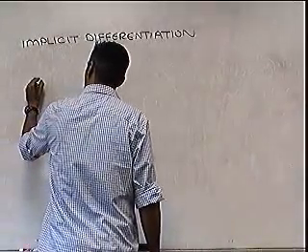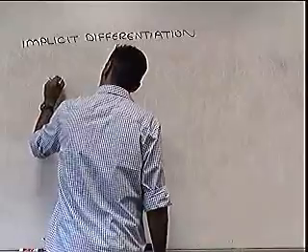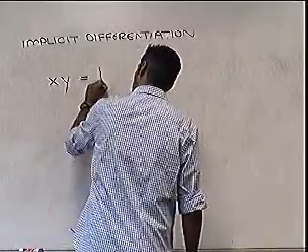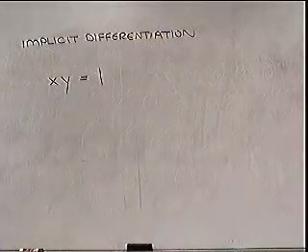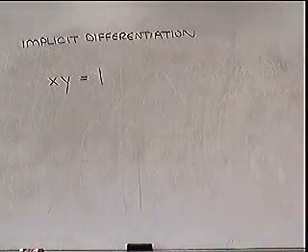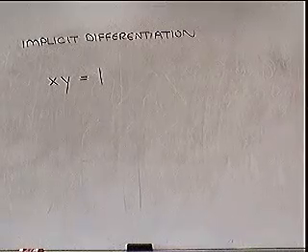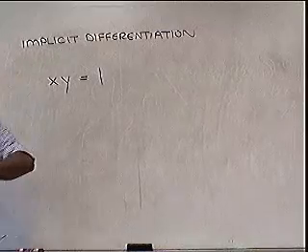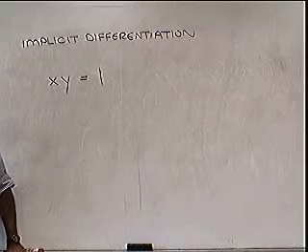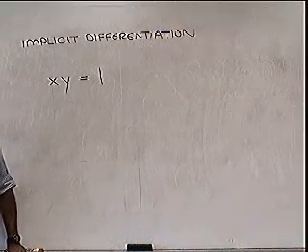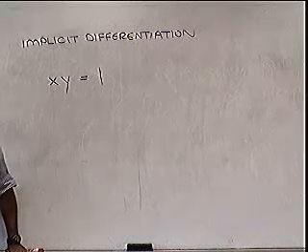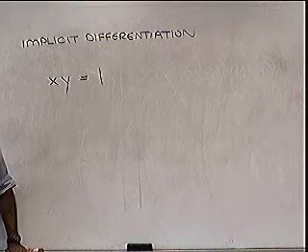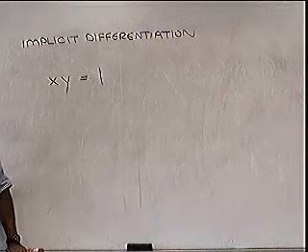Let's take xy = 1. Now, the power of implicit differentiation is that with implicit differentiation, you can basically differentiate anything. You don't need to solve it for any particular variable. You can take the derivative as long as you have an equation, which is what we have here.